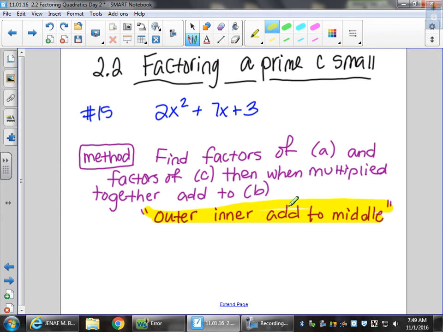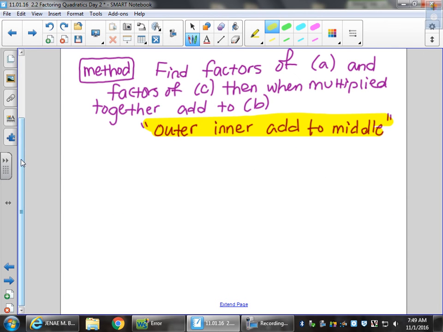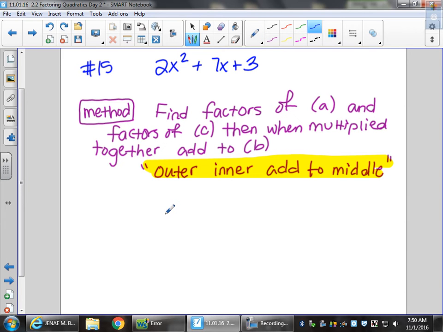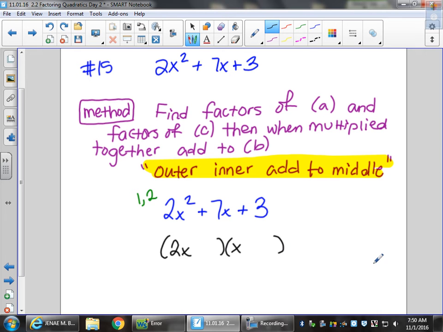Outer, inner, adds to middle. So let's see what that looks like for number 15 from the homework. 15 said 2x squared plus 7x plus 3. What are factors of 2? So right away I know that I'm going to set up 2x, leave some space here, x, and again leave space. This is going to be our setup.